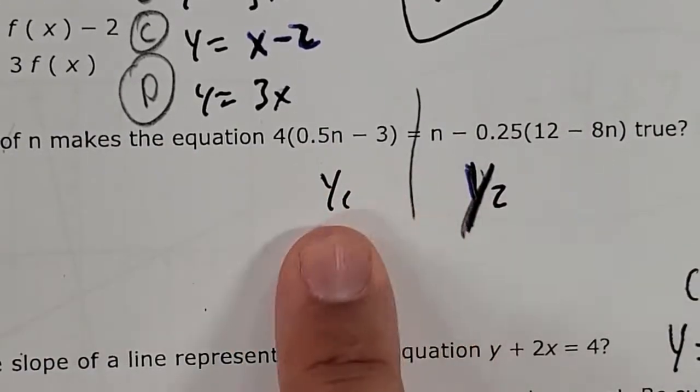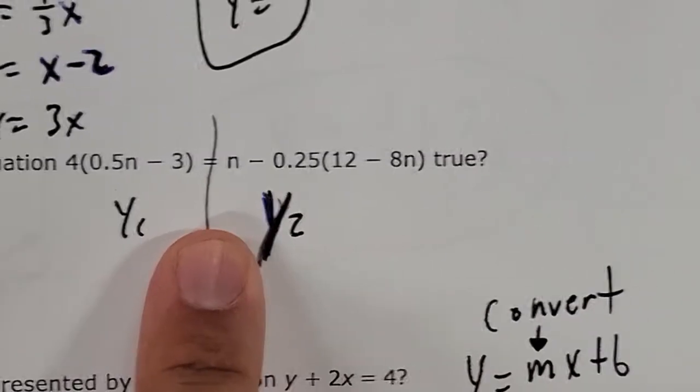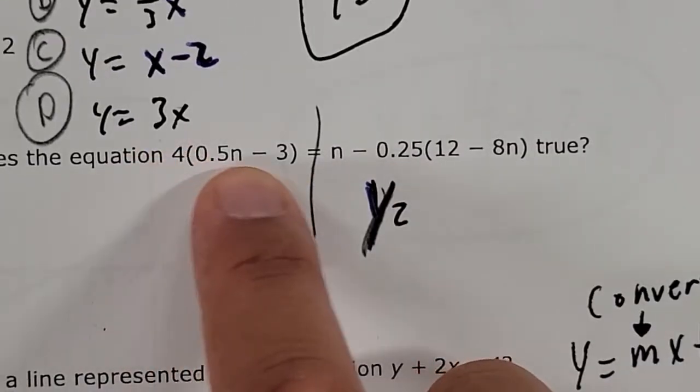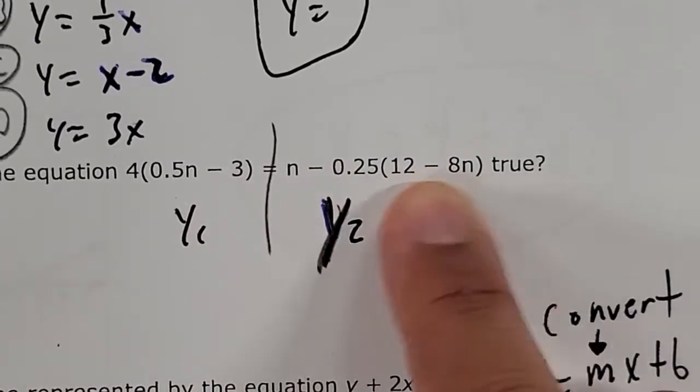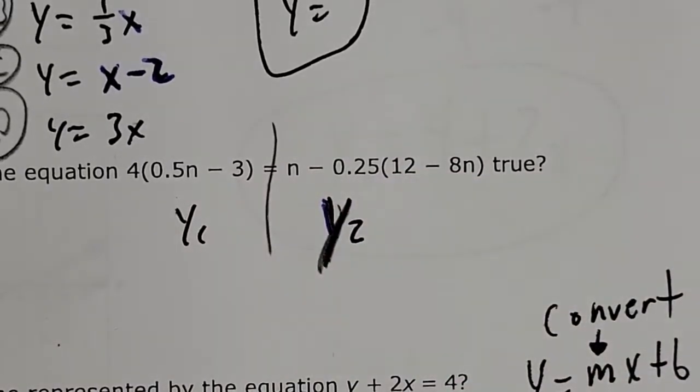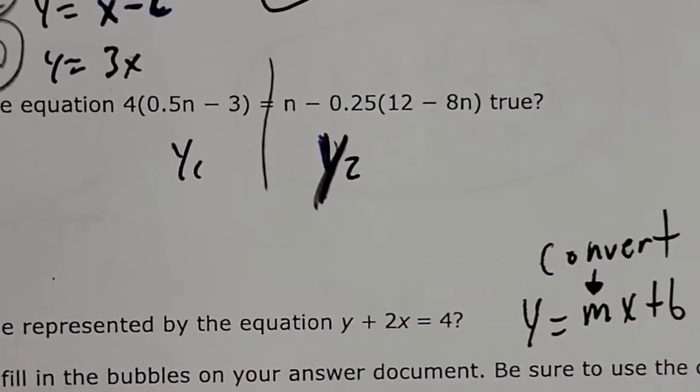Number 16, again, this is a y1, y2 problem. You do second trace. Again, right here, this is a minus 3, this is a minus 0.25, and a minus 8. There's no negatives.